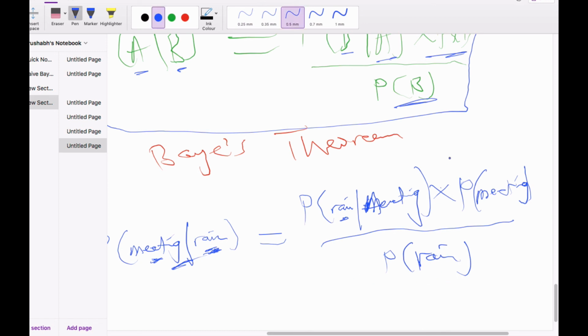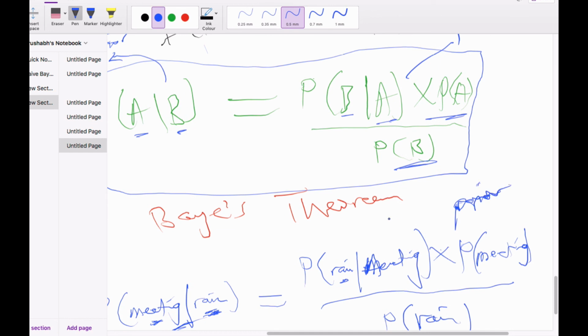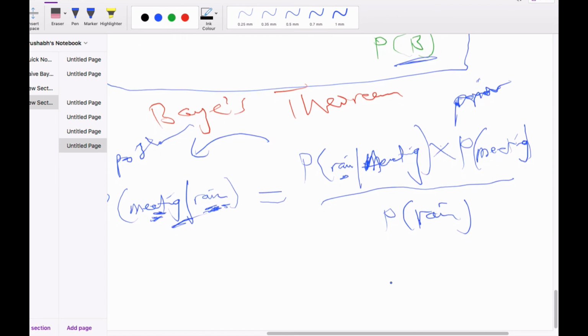So this is the information that we have, the probability that it will rain, which is actually the prior, the information that we have already. And this is what we want to arrive at, which is the posterior: the probability that I'll go for the meeting given the fact that it will rain. This is basically what the Bayes theorem is, and what naive Bayes is based on. From here we will move on to the lab session and see how we are going to implement this Bayes theorem.